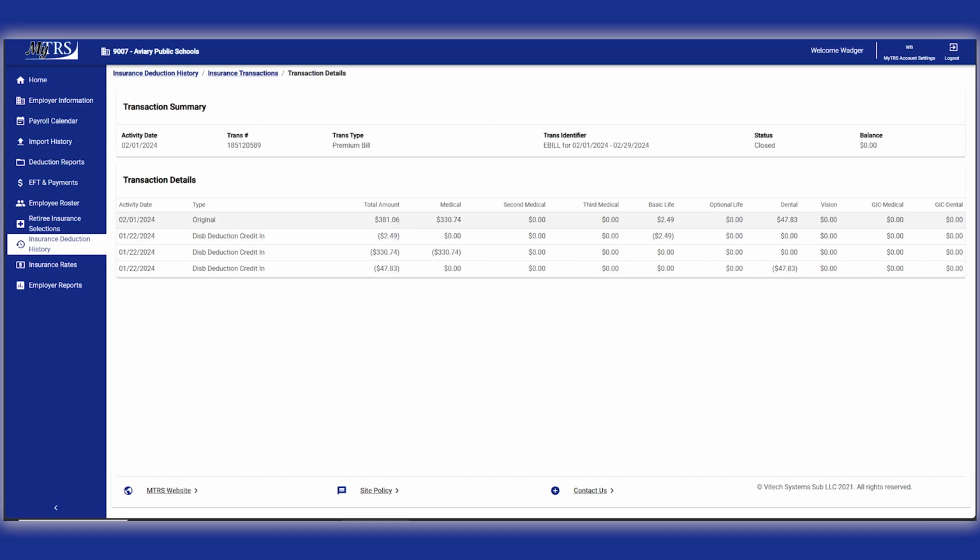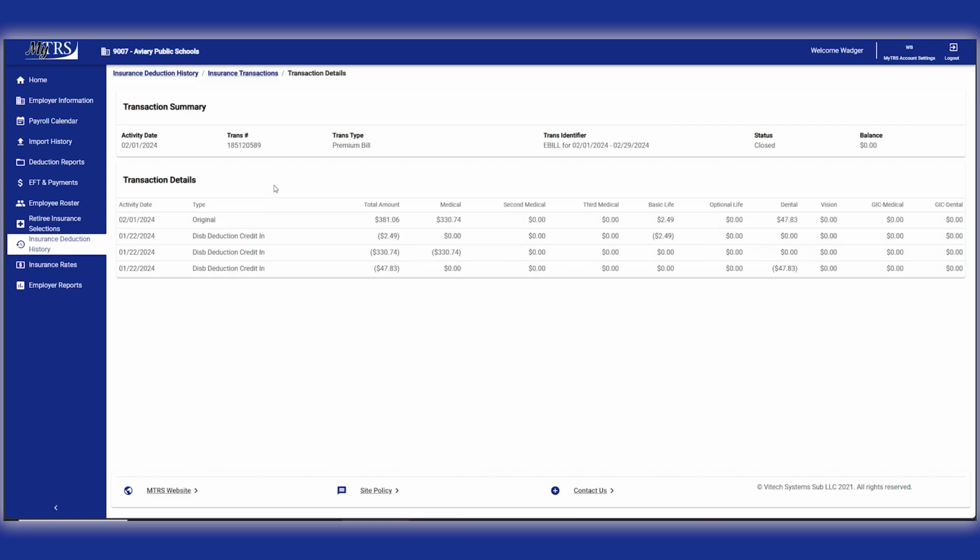So in this particular case, again, you can see it categorically: in the past, Barbara had a total deduction of $381.06. There was a medical portion for $330, basic life of $2.49, and $47 for dental. And you can see the three other transactions where basically this is the retiree payroll satisfying each required deduction.